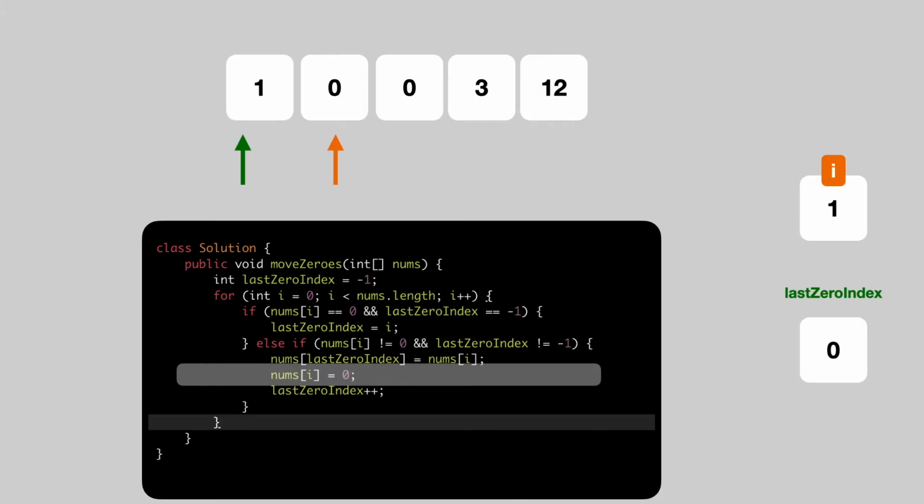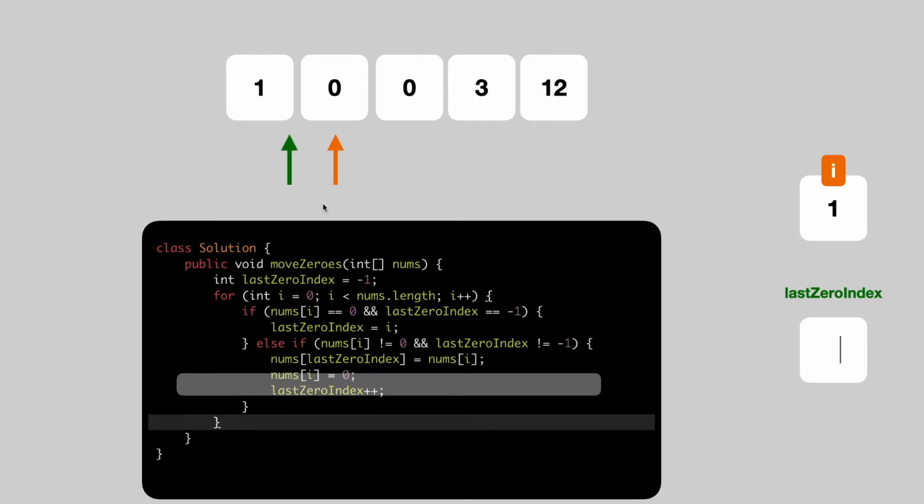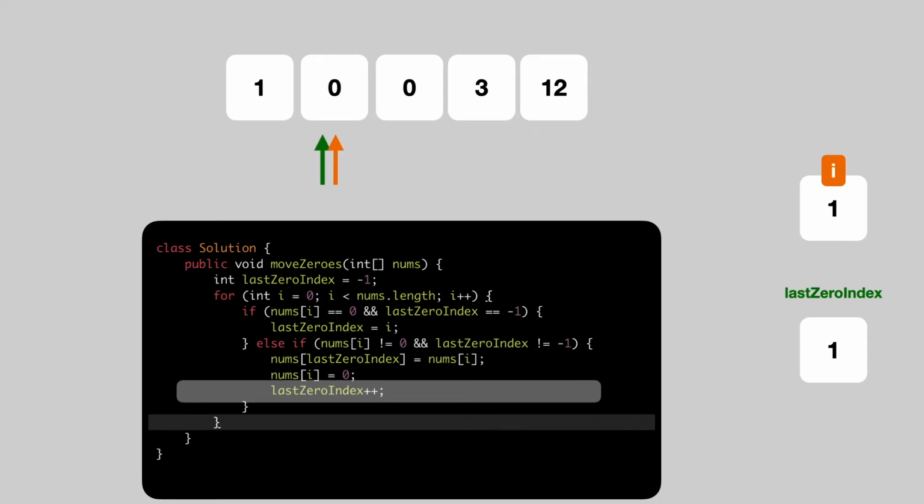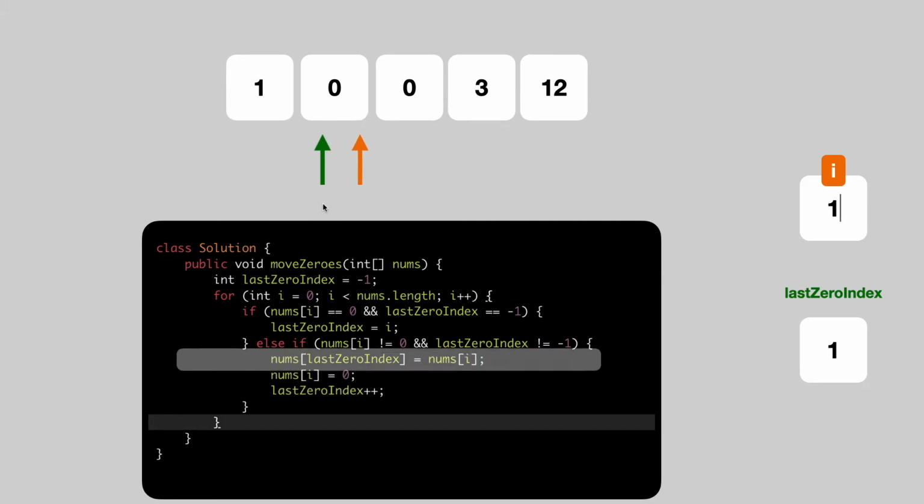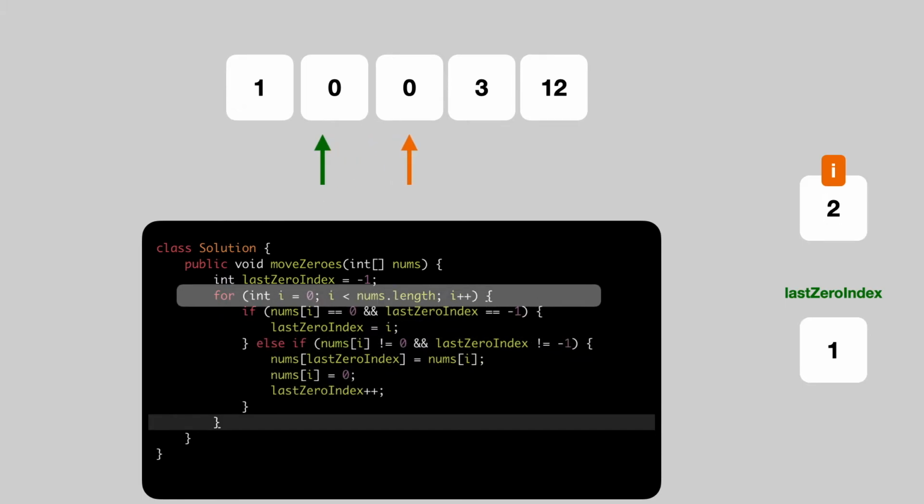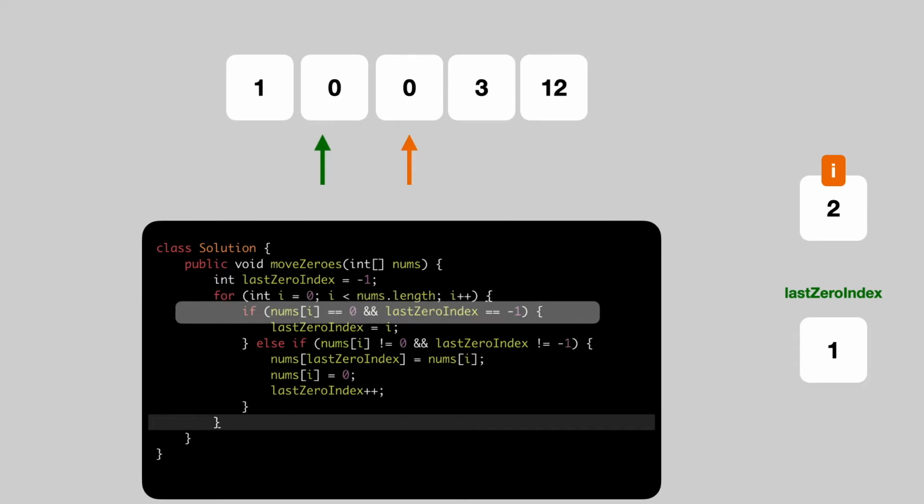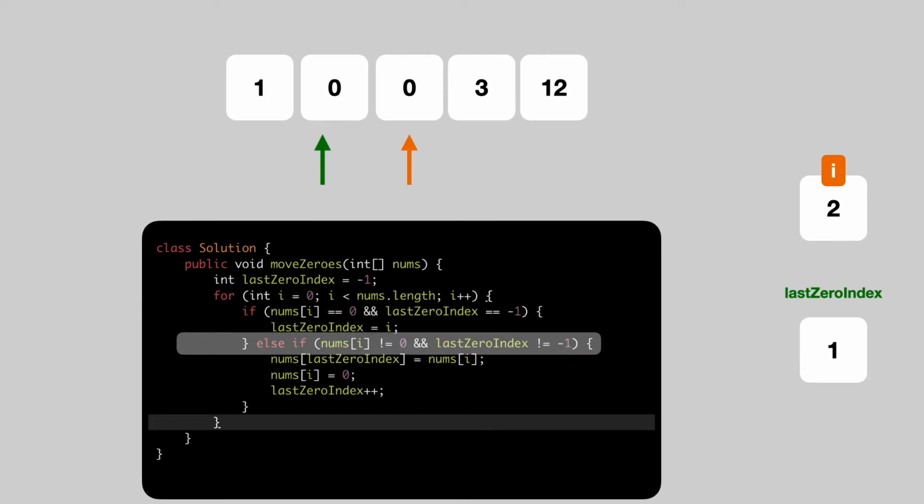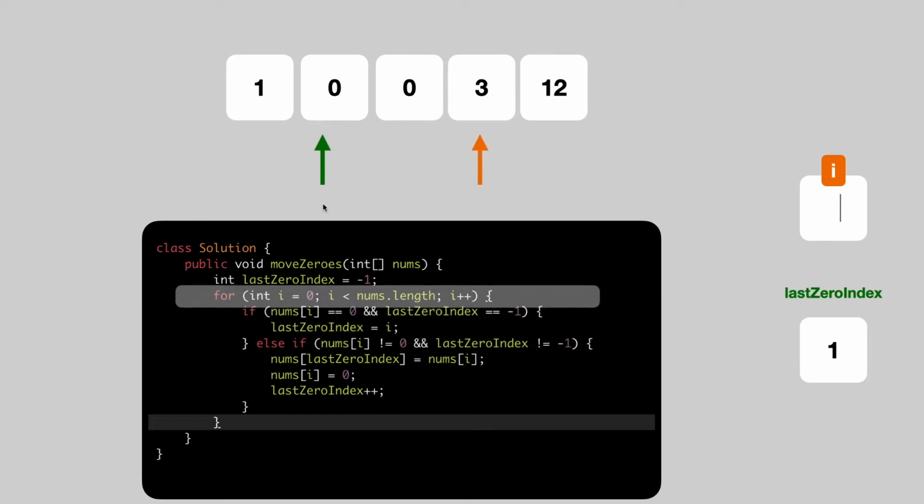And next, we will increase the last 0 index by 1, as we are sure that at least there is one value on the right of the shifted element. And then we go to the third element, as it's a 0, so no condition is met. So we will go to the fourth element, which is 3.